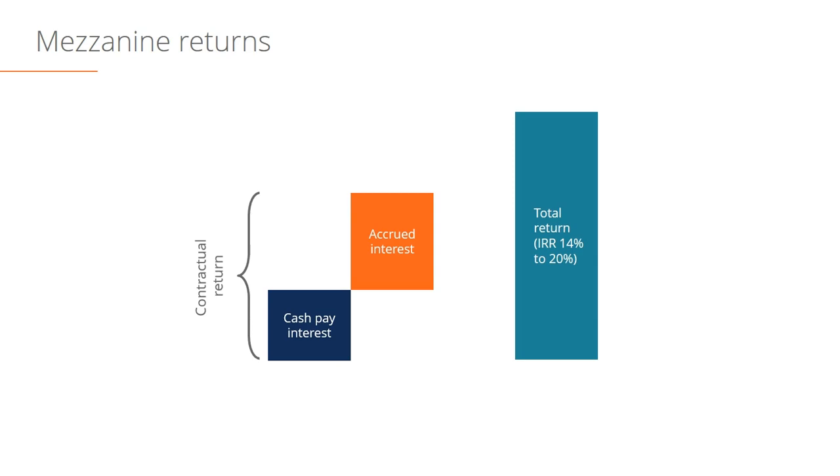But on top of that, they get their sweetener and their upside from the equity exposure. So this could typically include warrants that are 3 to 10% of the exit value of the business. These significantly enhance the internal rate of return of the debt investor.